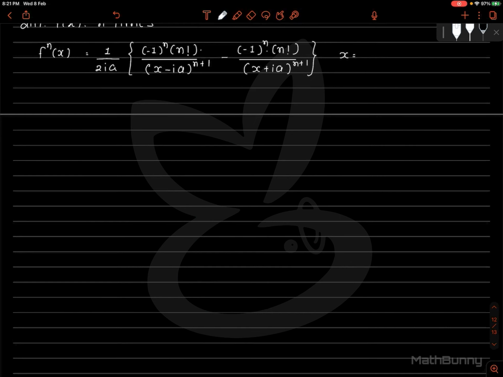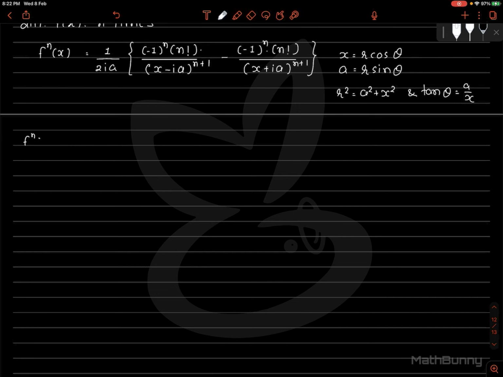x is equal to r cos theta, a is equal to r sin theta, so that r square is equal to a square plus x square, and tan theta would be equal to a by x. Let us put those values. We can see the numerators are same, so we can take them common.